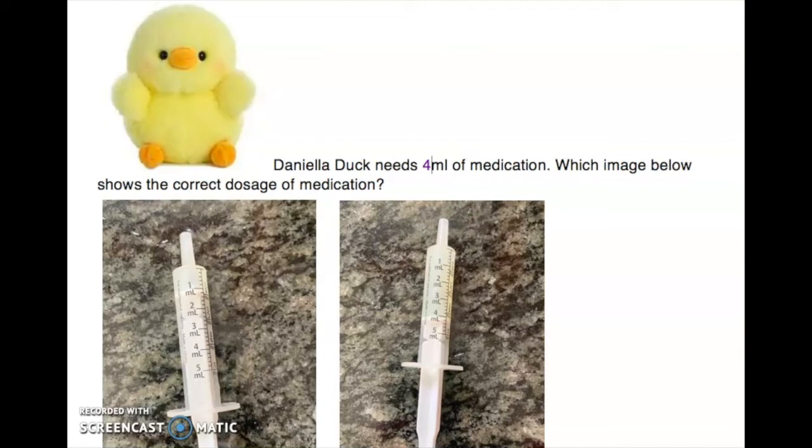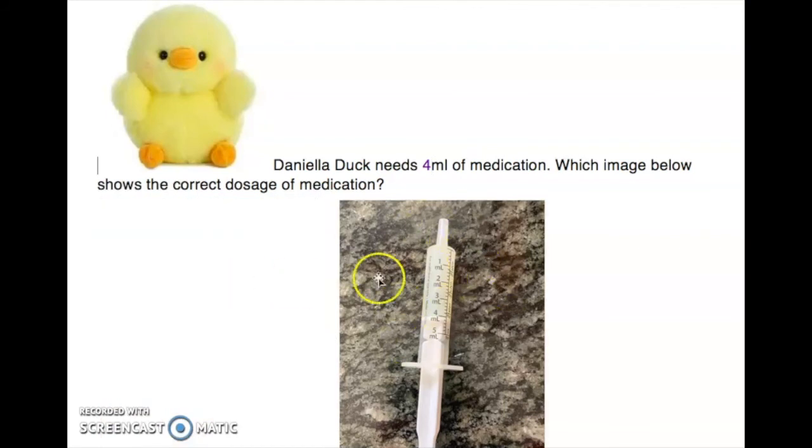I'm going to give you a few seconds to really look closely. Which one shows 4 milliliters? This one, that's right. The line right there. How many milliliters are in this one? That's right, 1. We can get rid of that one, and this is the correct dosage for Daniela Duck. Great job.